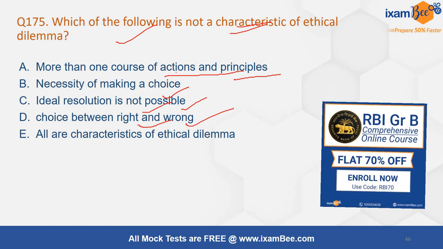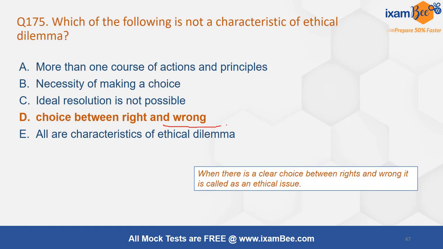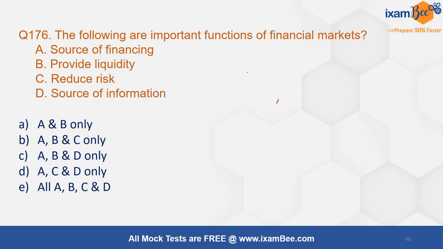So I think now you got your answer. Right and wrong. You have to decide between right and wrong, because there are many situations where you have to take one of the actions. There are many options available. All cannot be. There is a clear choice. So use the option elimination technique here.